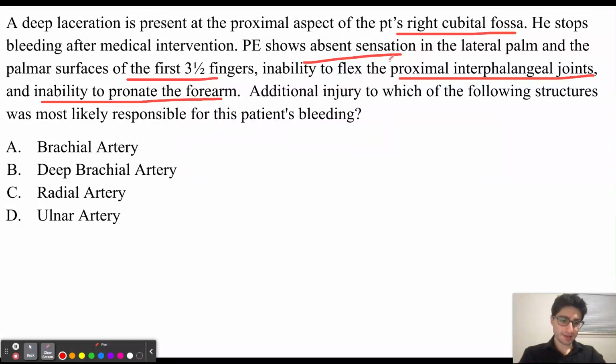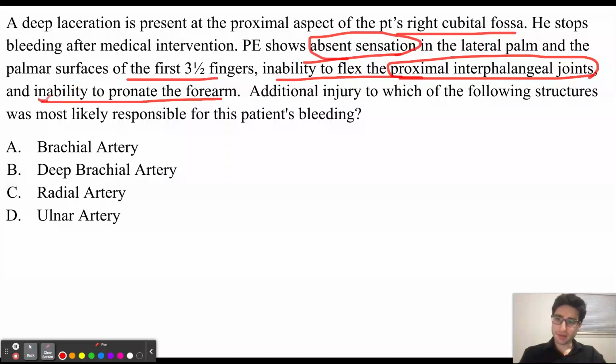Now, this patient has symptoms of a median nerve injury. How do we know this? Well, the patient has an absent sensation along median nerve distribution. The patient also has inability to flex the proximal interphalangeal joints. Remember that the flexor digitorum superficialis is going to be the muscle that is going to be flexing the PIP joints. And remember that that muscle is going to be innervated by the median nerve.